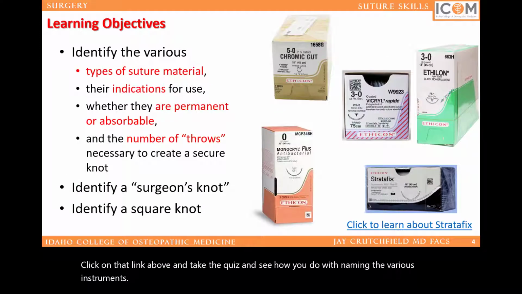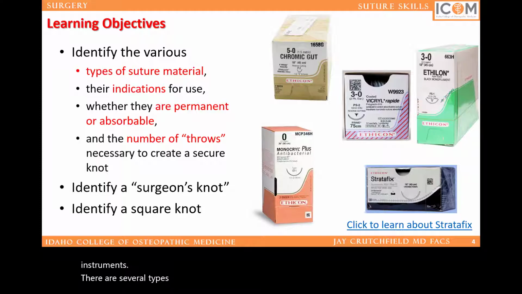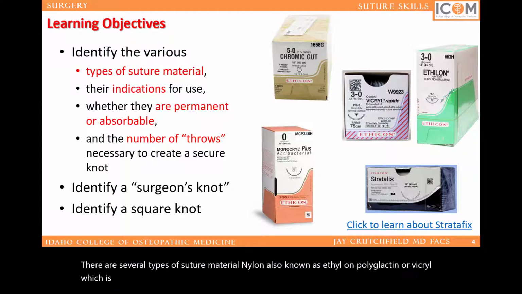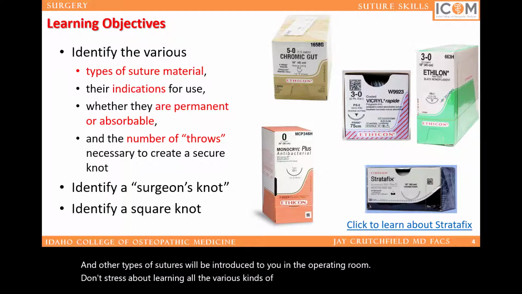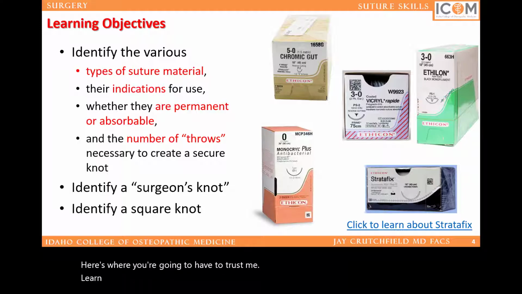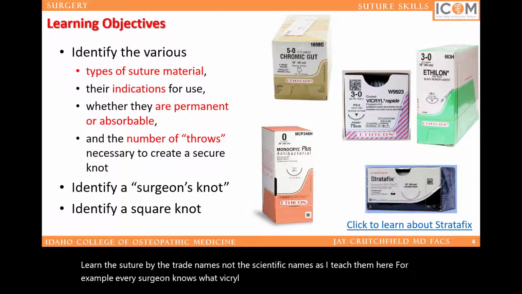There are several types of suture material. Nylon, also known as ethylon, polygalactin or Vicryl, which is absorbable, and other types of sutures will be introduced to you in the operating room. Don't stress about learning all the various kinds of suture material. Here's where you're going to have to trust me. Learn the suture by the trade names, not the scientific names as I teach them here. For example, every surgeon knows what Vicryl is, but not all of them know it's called polygalactin.